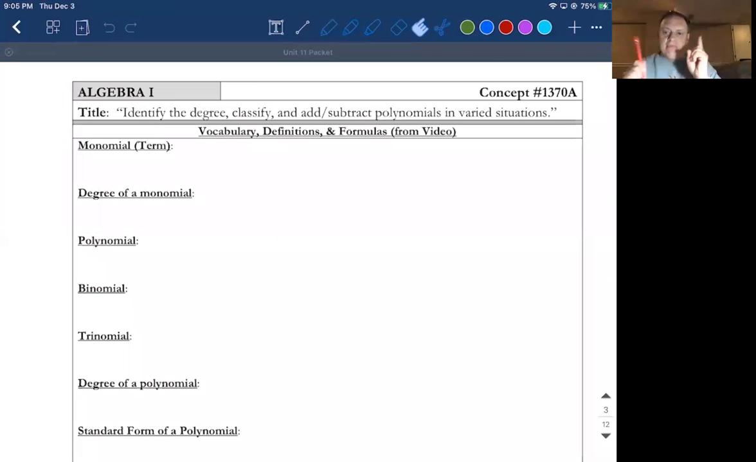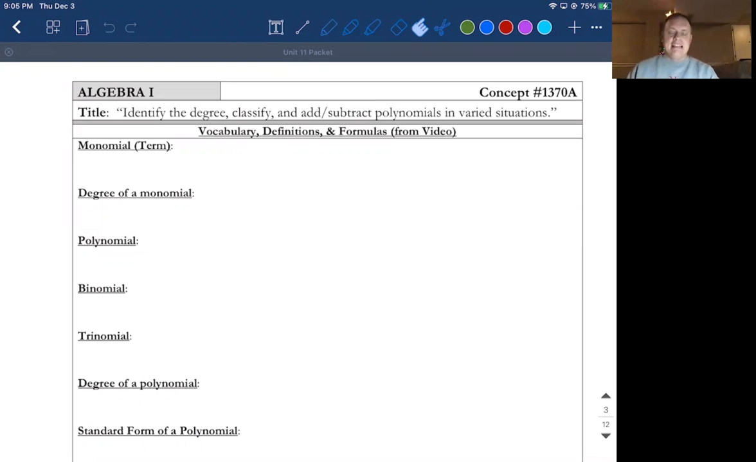Hey, welcome. It's time to work on the next unit. This next unit, we're talking about polynomials. So what is a polynomial? Well, the first thing we need to do is define one, monomial. So let's go ahead and do that.